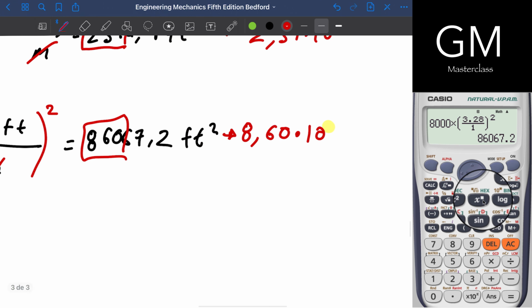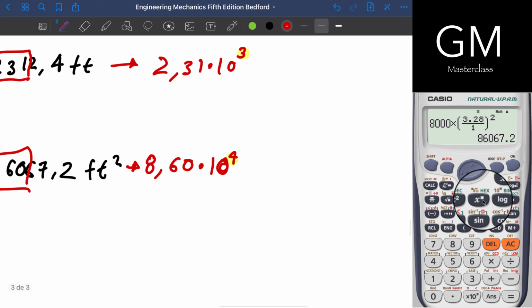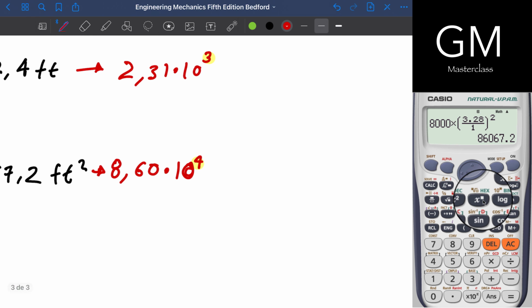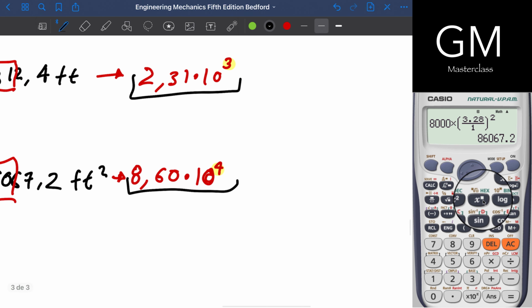And I'm going to do the same thing for the second result. It is here. Now I move it here, so that comma was moved 1, 2, 3, and 4 spots. So the 10 is going to be elevated to the 4th power. This is a 10. And that's how I can convert this result into scientific notation using just 3 significant digits.